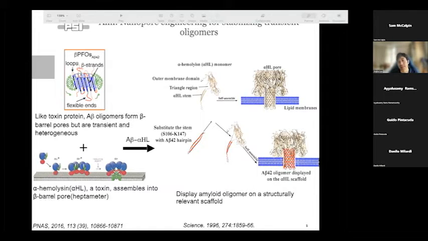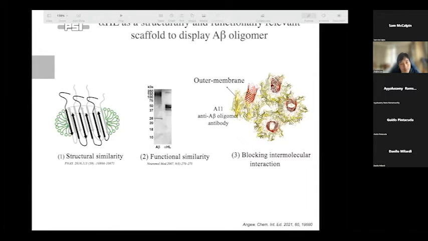If we know the assembly, we can probably understand the lipid permeabilization, which will give us very useful information about the toxicity. Meanwhile, if we can stabilize those helical assemblies, we probably can also develop antibodies specific for oligomers. Based on the structural similarities, another group previously showed that both A-beta and alpha hemolysin can be detected by the A11 antibody. So this shows certain functional similarity. Both can be detected by the same antibody.